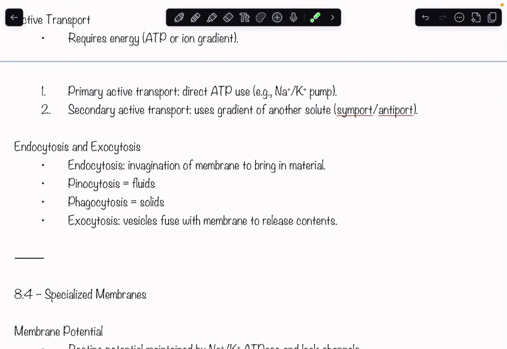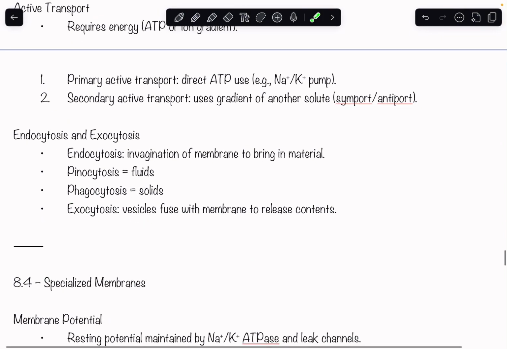Next, we have endo and exocytosis. So endo, meaning bring in, is when the membrane brings in material. So when we use pino, that's just for fluids. Phago is for solids, and then exocytosis, vesicles fuse with membranes and release contents.